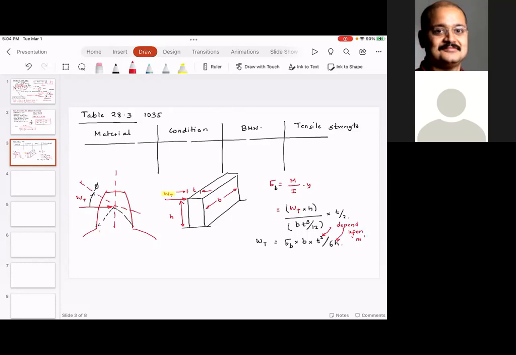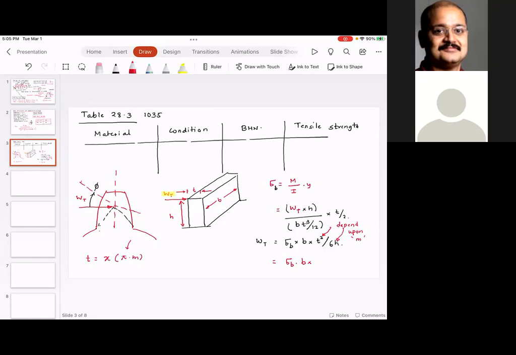So this T dimension and this H dimension, they depend upon M. So what I do is, I rewrite this equation as sigma B multiplied by B multiplied by a factor. And how does this factor come into picture? So let me give you the equation for T. T is equal to a constant of proportionality X multiplied by pi times module.